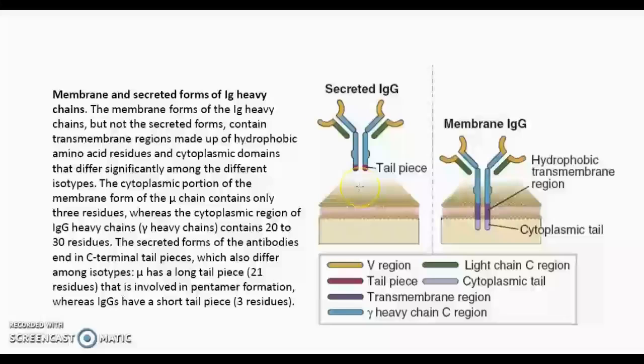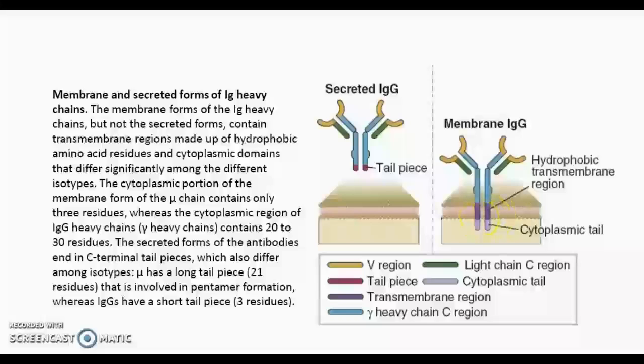In the secreted form, found in blood and other extracellular fluid, the carboxyl terminal portion is hydrophilic. The membrane-bound form of antibody contains carboxyl terminal stretches that include two segments: a hydrophobic alpha helical transmembrane region, and a positively charged amino acid sequence that binds to negatively charged phospholipid head groups on the inner leaflet of the plasma membrane and helps anchor the protein in the membrane.